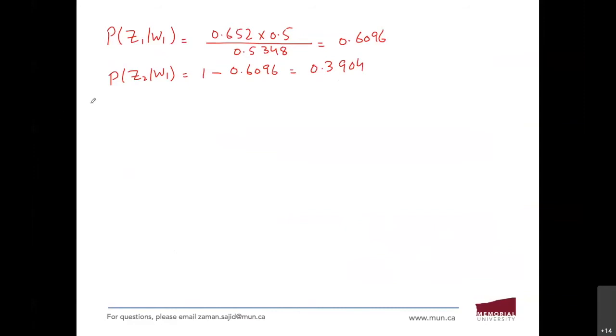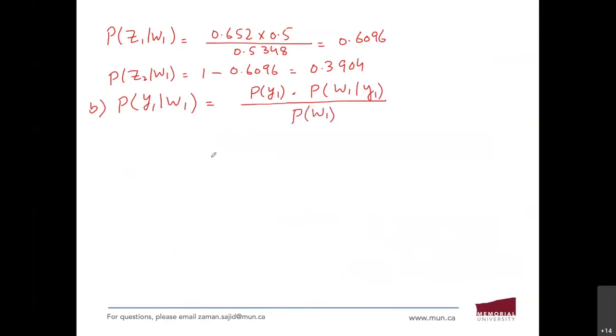Now, in terms of the second objective, we want to find out the probability of Y1 given W1. Again, we will use our Bayes theorem here, which says that this will be P of Y1 times the probability of W1 given Y1, divided by the probability of W1. Now these marginal probabilities we already have. What we need to work on is this term. This will come from your forward analysis. So for this term, we will use our forward analysis.